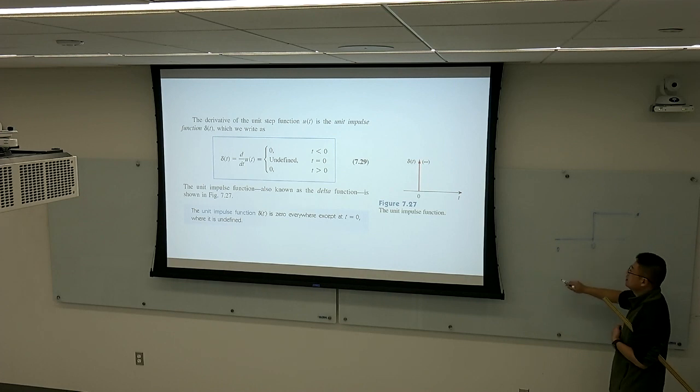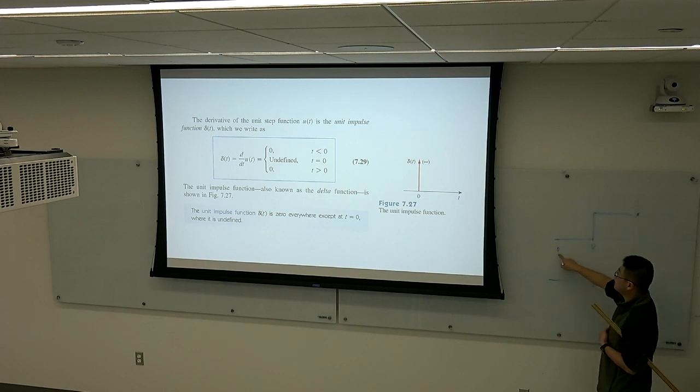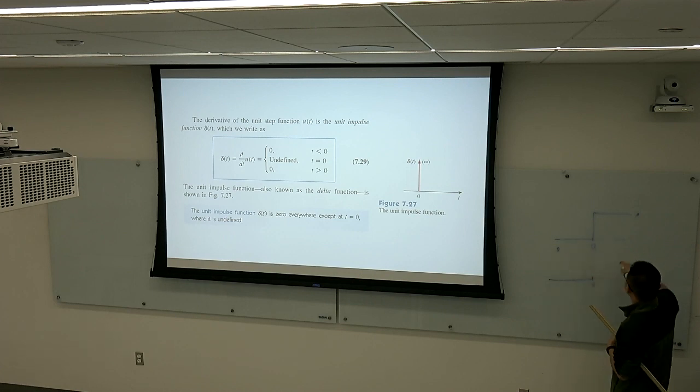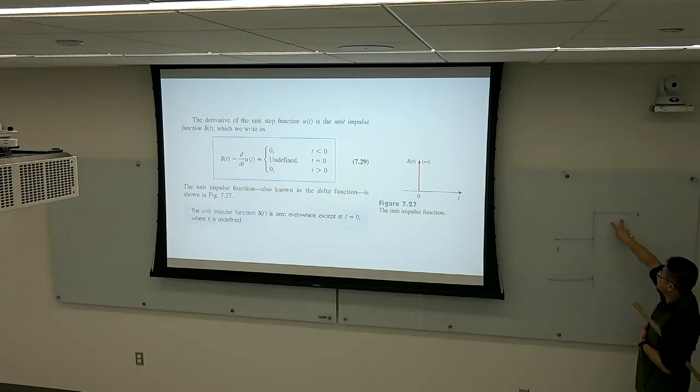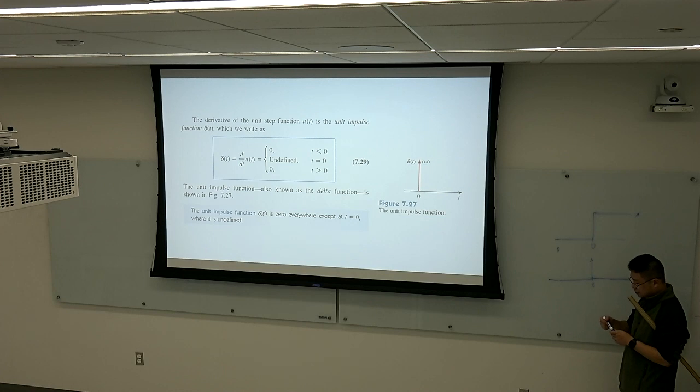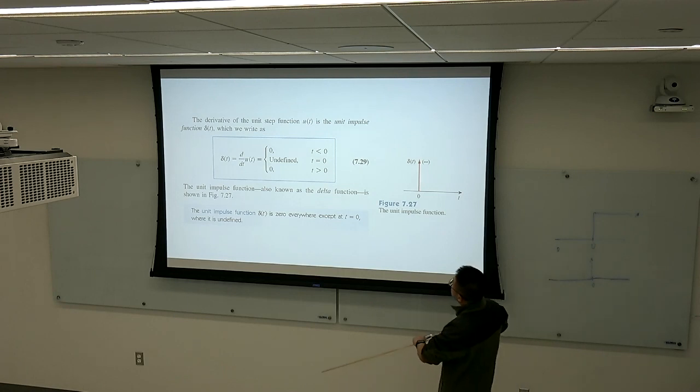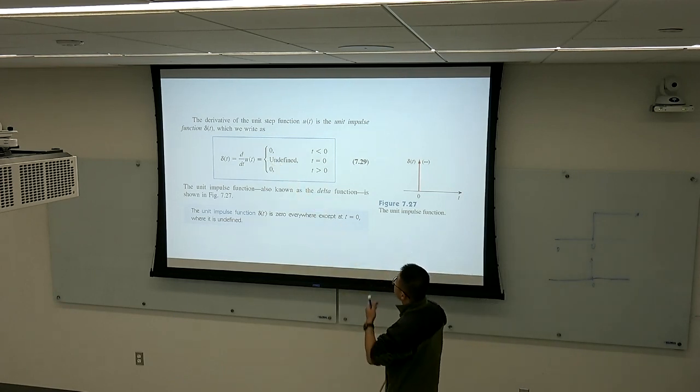But they are constant. So when we take the derivative of the unit step function, when time is less than 0, the value is 0 because it's a constant. When t is greater than 0, because this is a constant 1, the derivative is also 0. But at time 0, it has an abrupt change, so the derivative is undefined. That is the unit impulse function.